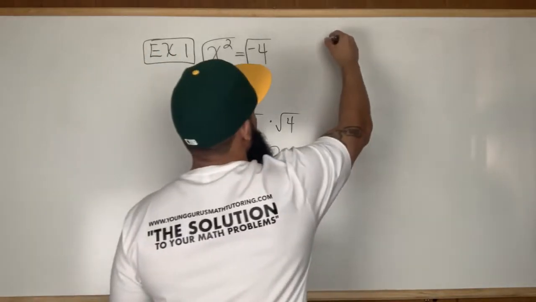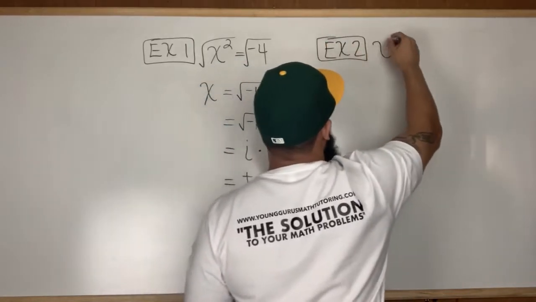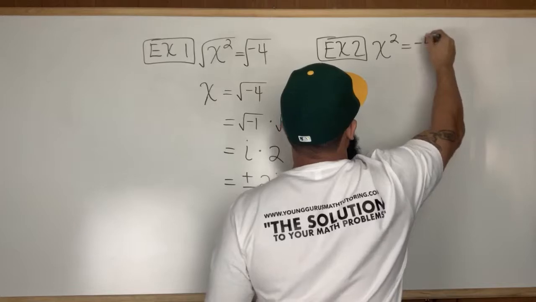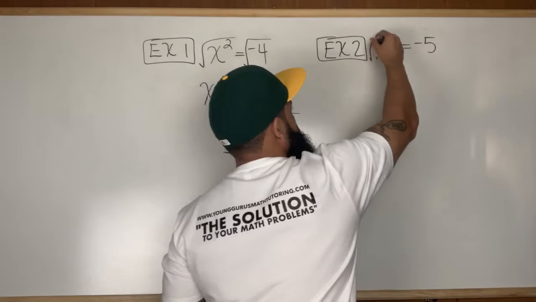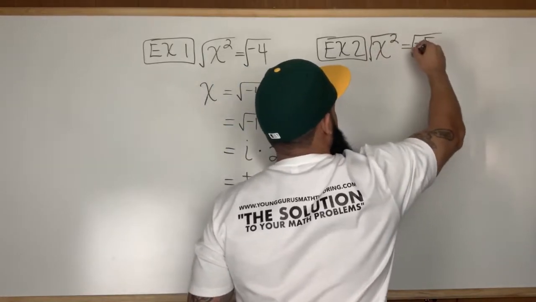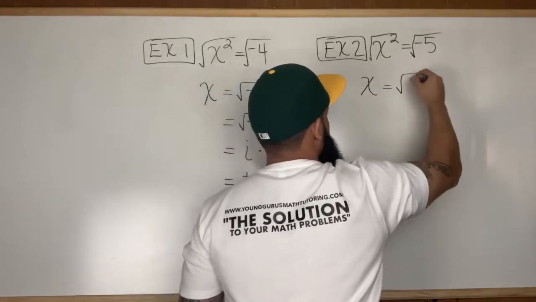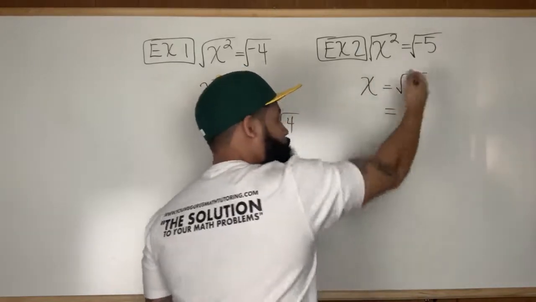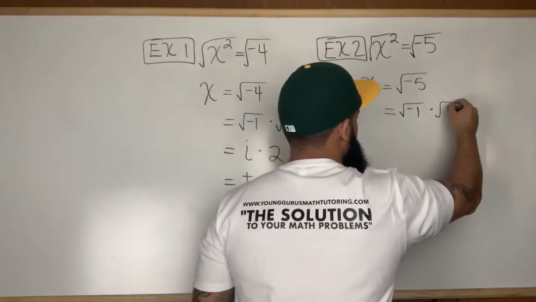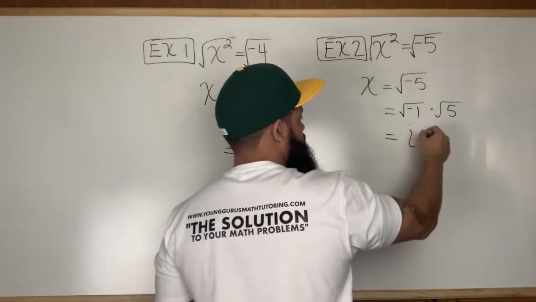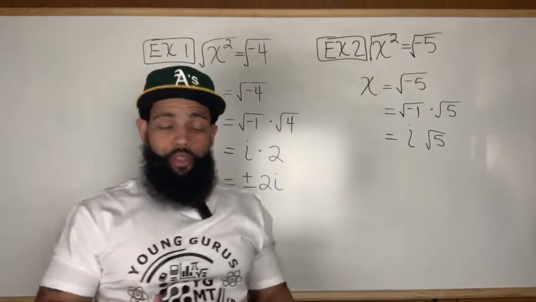Okay? Example 2, I'm going to have a similar problem. Say x squared equals -5. I need to get rid of that exponent of 2, so I'm going to take the square root of both sides. And here the radical cancels out the exponent of 2. I get the square root of -5. Now, from our rules, we can say that this is equal to the square root of -1 times the square root of 5. Square root of -1 is equal to i, and then I have the square root of 5. Your solution is i times the square root of 5.